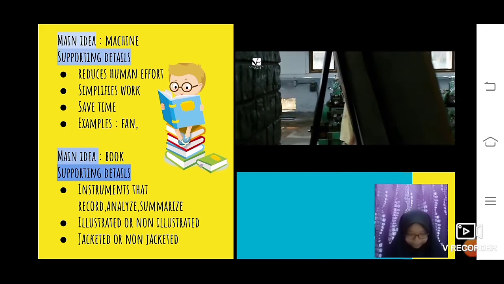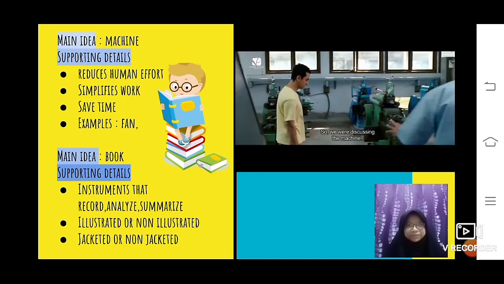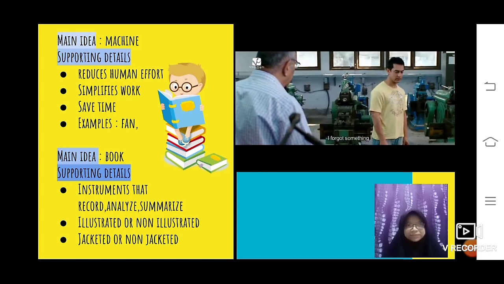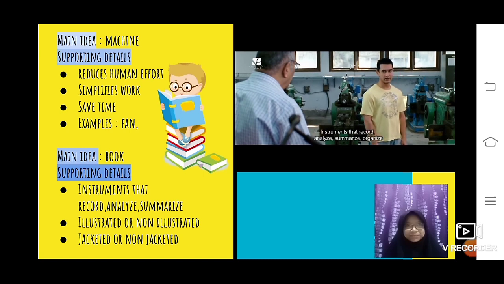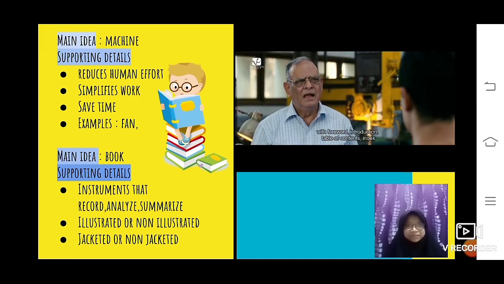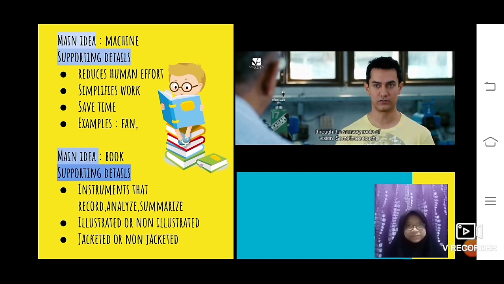Idiot. So we were discussing about the machine. Why have you come back? Sir, I forgot something, sir. What? Instruments that record, analyze, summarize, organize, debate and explain information that are illustrative, non-illustrative, hardbound, paperback, jacketed, non-jacketed, with foreword, introduction, table of contents, index that are intended for the enlightenment, understanding, enrichment, enhancement and education of the human brain through sensory route of vision, sometimes touch.